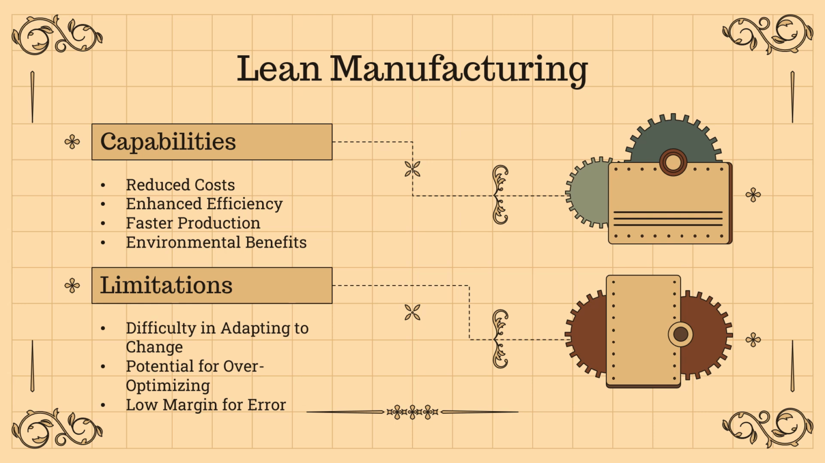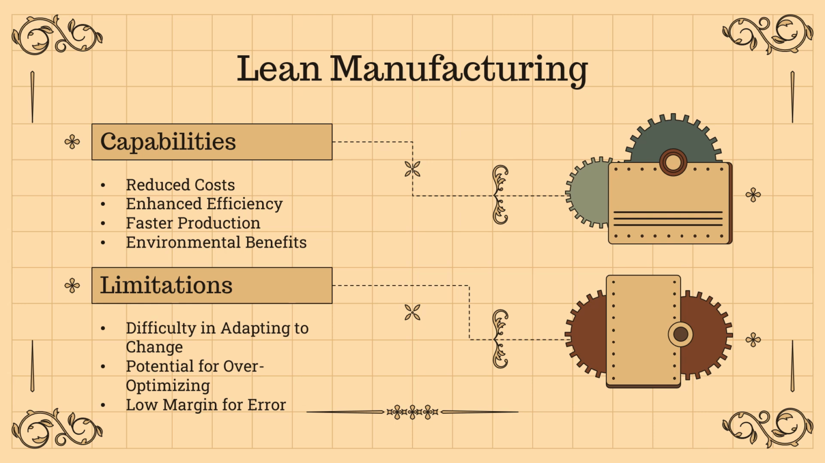Some limitations include difficulty in adapting to change, potential for over-optimizing, and a low margin for error. Difficulty in adapting to change is due to the fact that lean systems are often designed for stability and predictability, making it difficult to adapt to rapid changes in the market or customer demand. Overemphasis on cost-cutting and efficiency can also lead to a neglect of quality or customer needs. So this is why over-optimizing can also be a limitation.